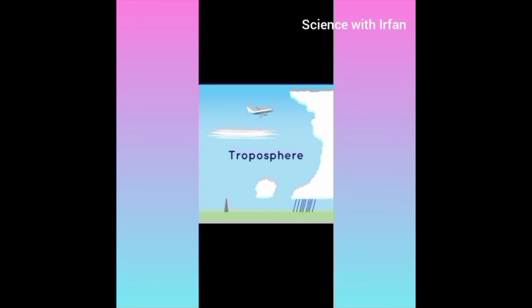The troposphere is the closest layer to Earth. It contains most of the weather. It also contains most of the air molecules. It is heated by the warmth of Earth's surface, so the higher you go in the troposphere, the colder it gets. The troposphere starts from the surface of the Earth to 16 kilometers above the ground.